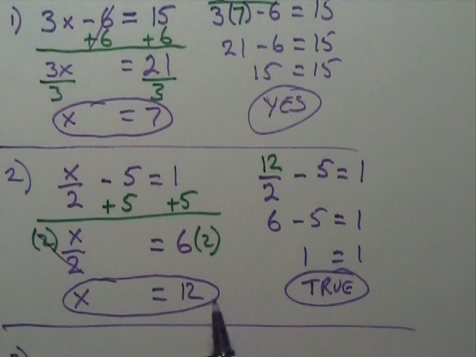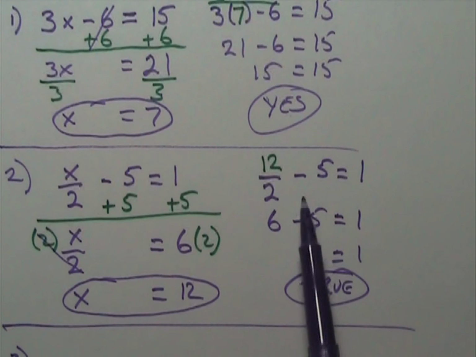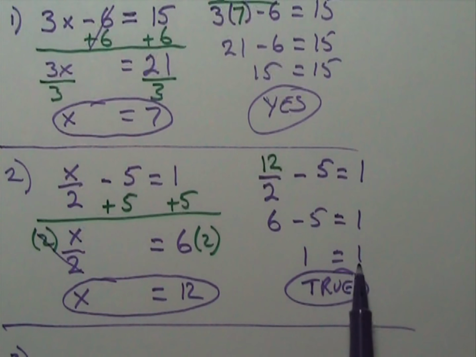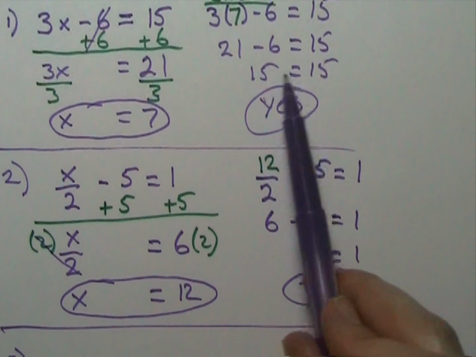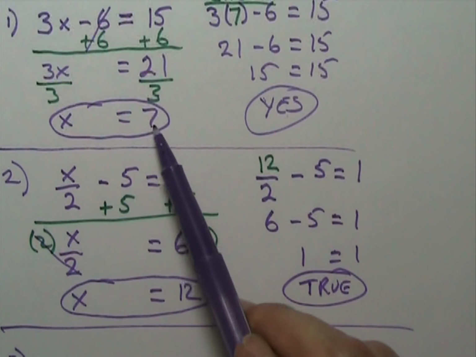One last quick comment. Notice that the answer here was 12, but yet over here we end up with 1 equals 1. It doesn't matter what this number is over here. All that matters is that the left side equals the right side. You're just checking to see if this answer is correct. It doesn't have to be 12 equals 12. That's why over here it wasn't a 7, it was 15 equals 15. You're just checking to see if 7 is correct.